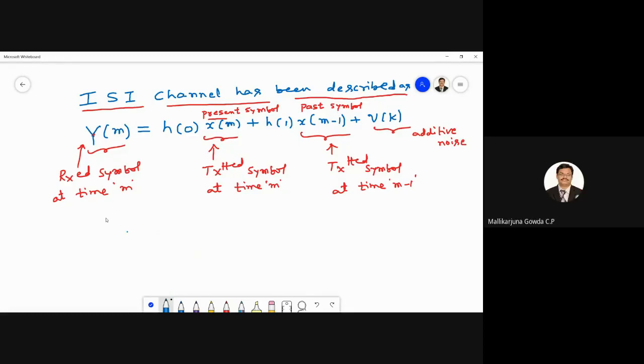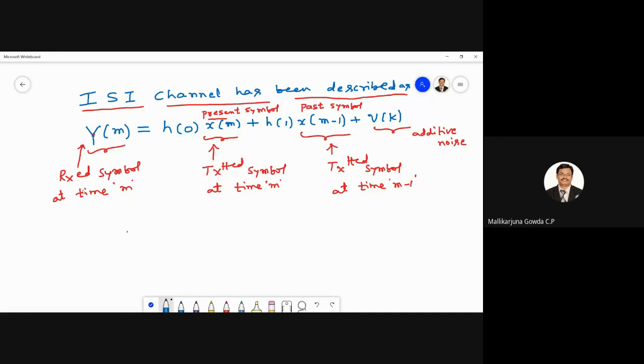How do I represent or how do I describe the intersymbol interference channel? I wrote here, output of the channel is y of m is equal to h of 0, x of m plus h of 1, x of m minus 1, and so on, right? Plus the noise. I said y of m is the received symbol at time m, and x of m is the transmitted symbol at time m, and x of m minus 1 is the transmitted symbol at time m minus 1. I say this x of m is a present symbol and x of m minus 1 is the past symbol, right? So present, past, both are depending here. So that is why I say there is an intersymbol interference in this.